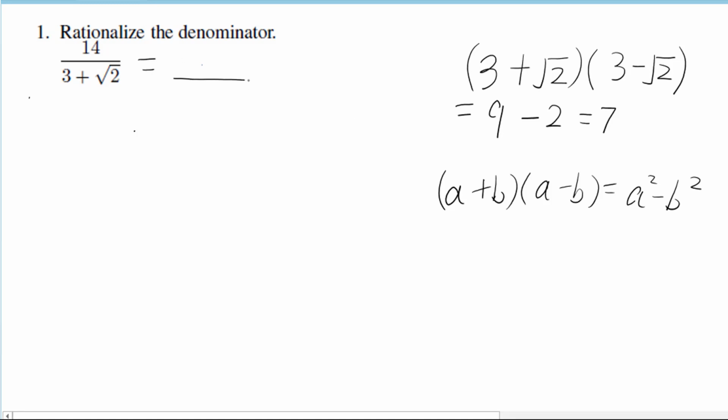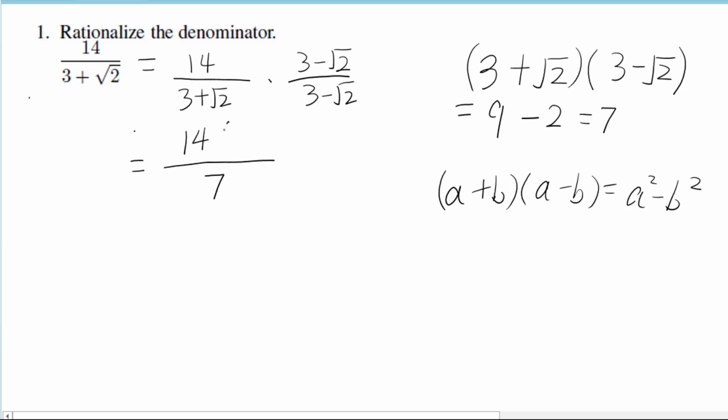Therefore, 14 will stay, 3 plus square root of 2. Then you multiply 3 minus the square root of 2, top and bottom. So we get, this is a 7, so the denominator is a 7. Then you get the 14 times 3 minus the square root of 2.